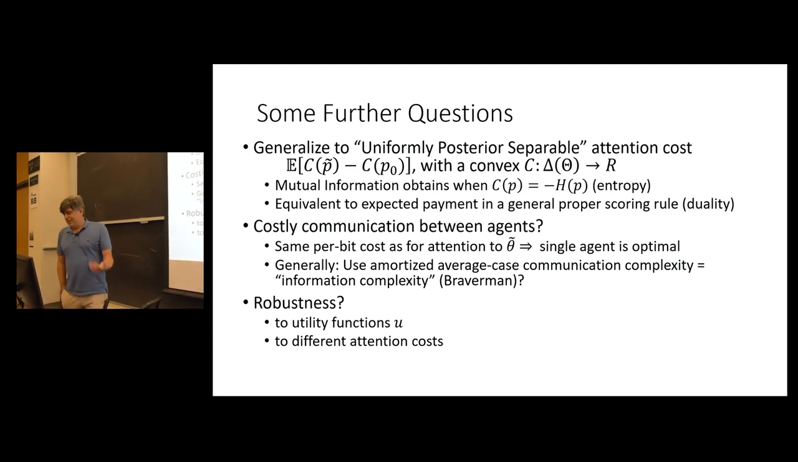I think it's interesting to consider costly communication between agents, but of course if it's really costly, then we go back to the situation where you only need one agent, and it's kind of wasteful to have another agent because you can just read the state of the world yourself. And of course, it would be nice to think about robustness of this model. Okay, so I'll just stop here.